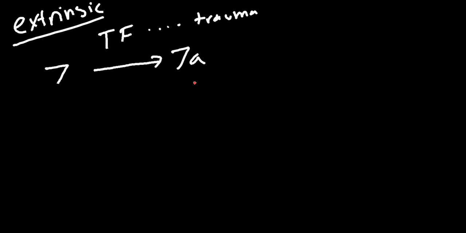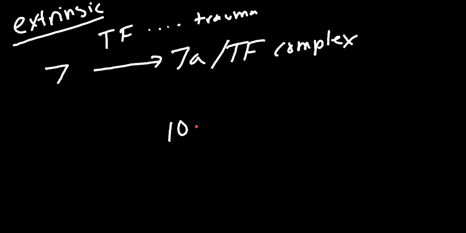And this active 7A slash tissue factor complex will eventually go on to convert 10 to 10A. So this is needed for the 10 to 10A conversion. And like I said, 10 is our common pathway beginning. That's it. That was pretty easy. So let's begin with our common.